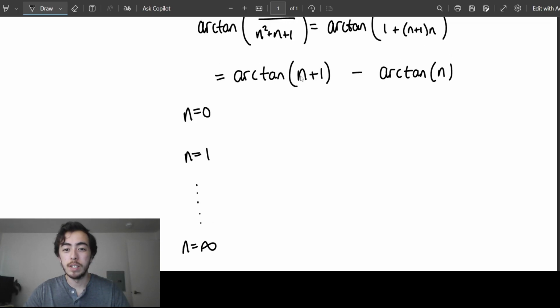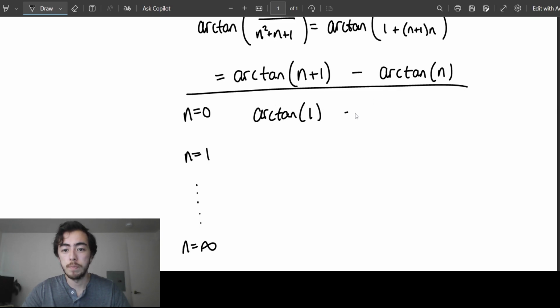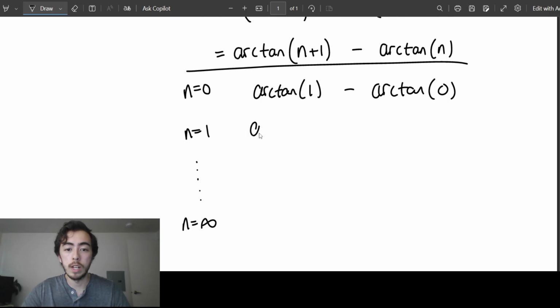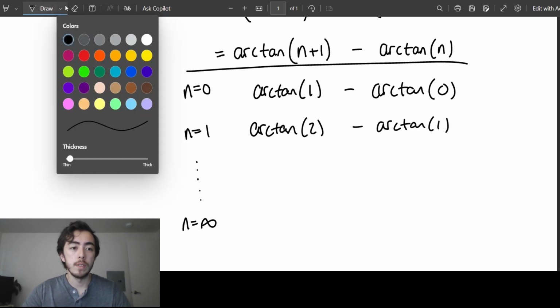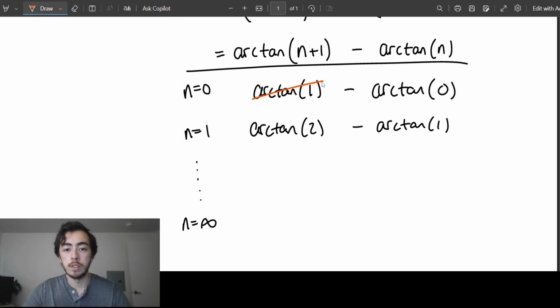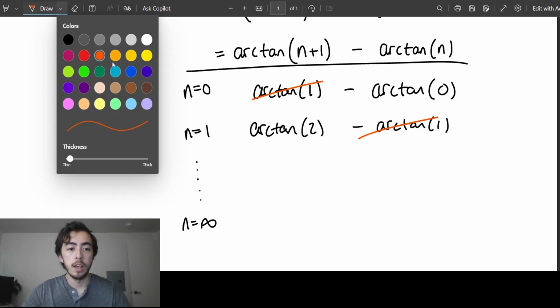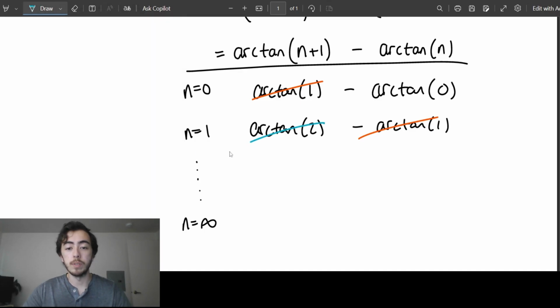I can tell that we're going to, because, well, I'll just show. For example, when n is 0, we have arctangent of 1, because that's 0 plus 1, minus arctangent of 0. And then for n equals 1, we'll have arctangent of 2 minus arctangent of 1. And here we have those arctangents of 1 canceling out. So this value is subtracted here. And so once we find the n equals 2 value, the arctangent of 2 will cancel with this one.